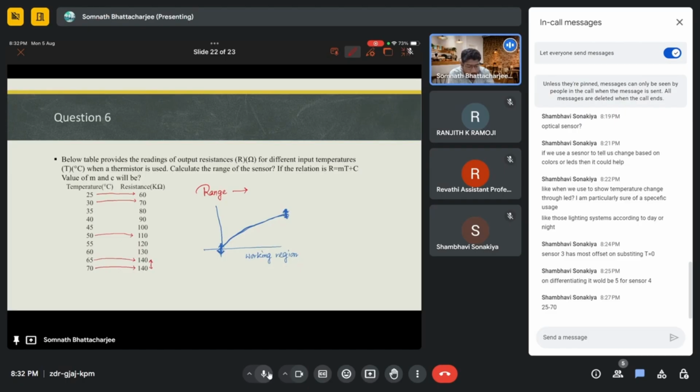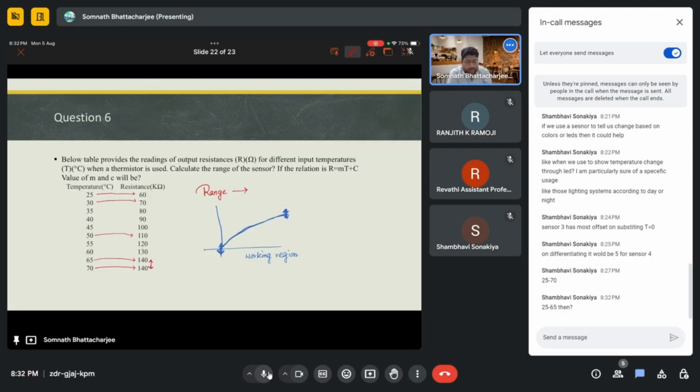So is the sensor working in this region or not? Yes, that is the working region. So if we plot this, the value will be like this. The values keep on changing, but after 65 degrees centigrade, the values are getting saturated. So this is a dead band actually. There is no sensitivity here. So the range will be 25 degrees centigrade to 65 degrees centigrade.